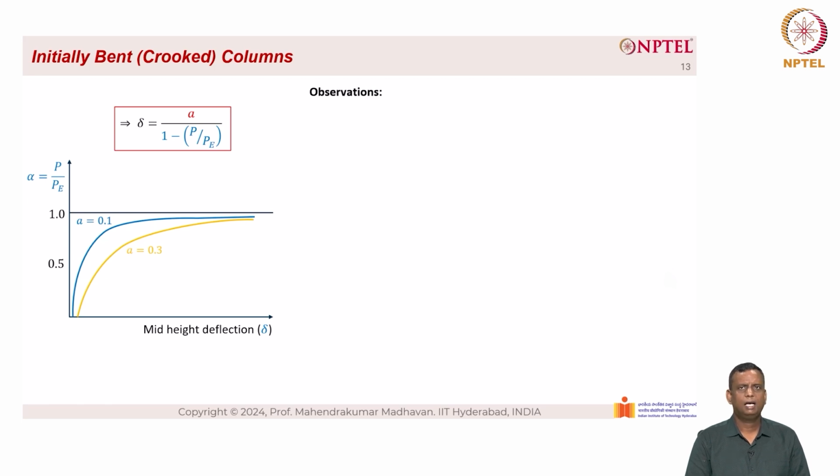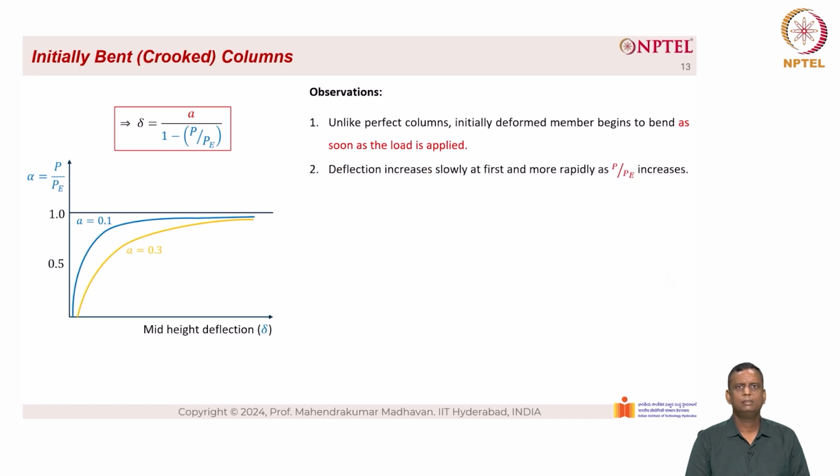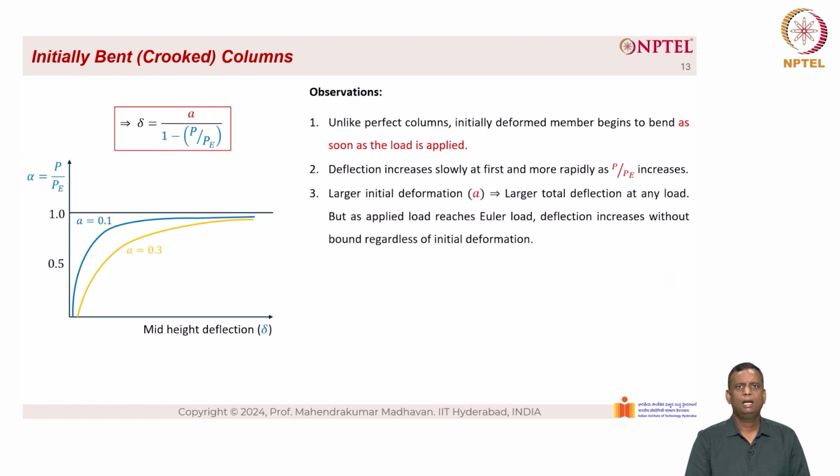The observations are: unlike perfect columns, an initially deformed member begins to bend as soon as the load is applied. Deflection increases slowly at first and more rapidly as P/P sub e increases. Larger initial deformation, which is A, indicates larger total deflection at any load, but as the applied load reaches the Euler load, deflection increases without bound regardless of initial deformation.